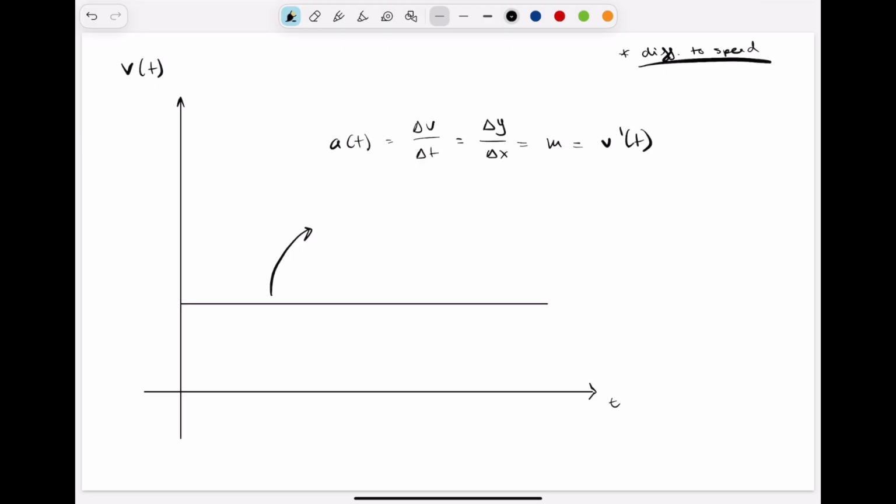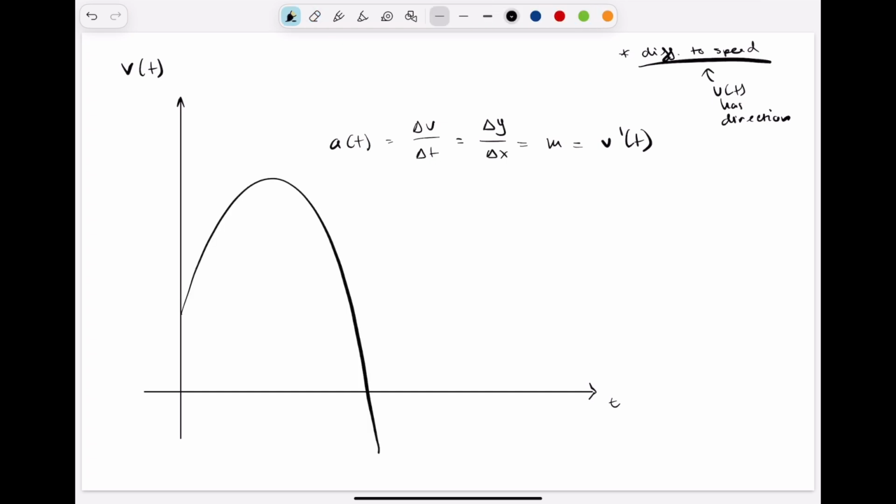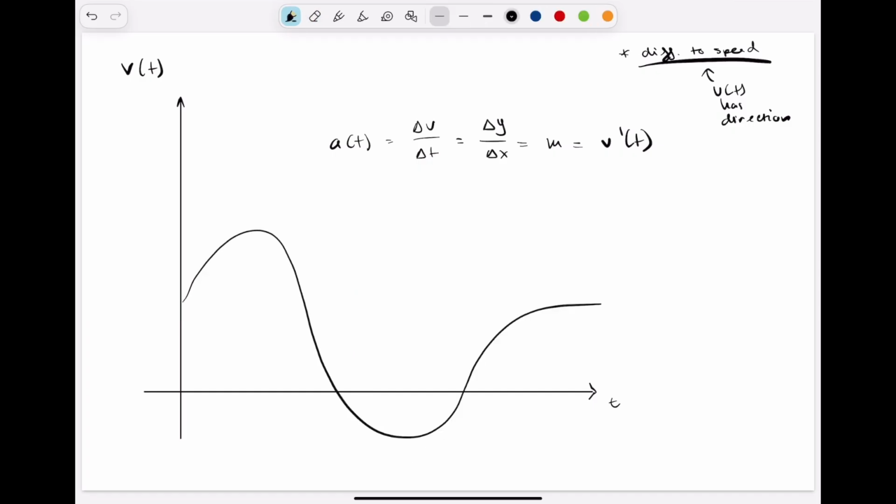Now, velocity is different to speed in the sense that it has a direction and not just the magnitude. So if we look at a different graph, for example here, then technically our maximum velocity is right here, but our maximum speed would be somewhere way down there because our maximum speed doesn't care whether we're going to the positive or negative direction.